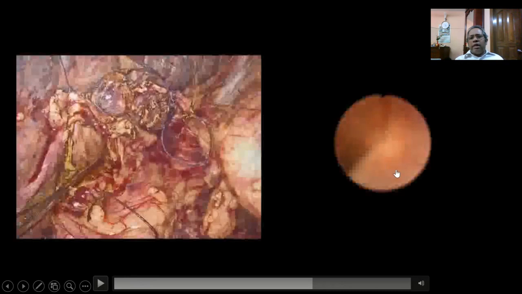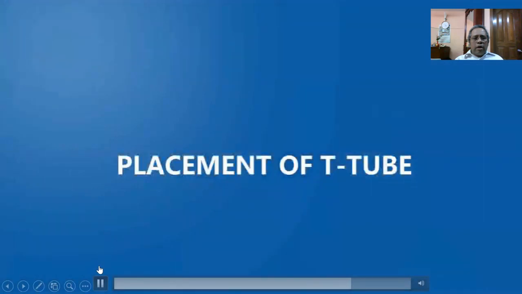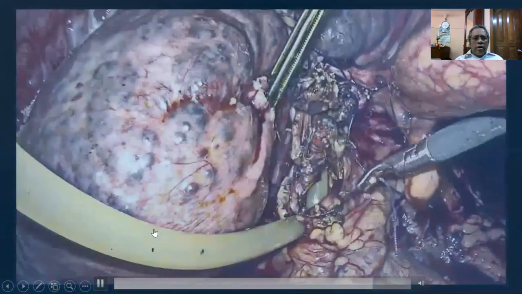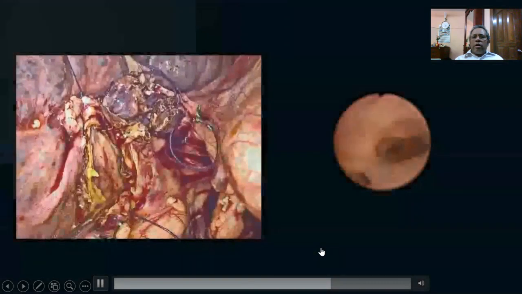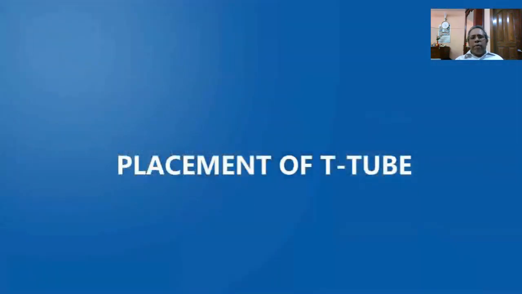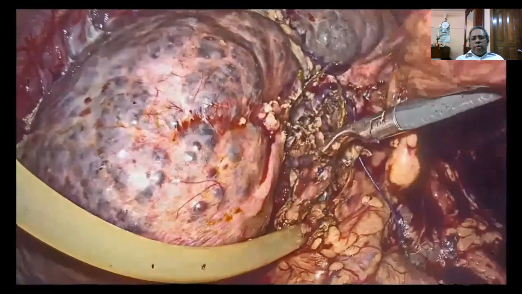Look carefully, that rounded one is the choledochoscopic view of inside the common bile duct, and this is the laparoscopic view. Simultaneously, both cameras are on. So both intra and extra body can be easily seen. Confirm it. Then placement of the T-tube. So this is the placement of the T-tube, and choledochotomy is required. This is laparoscopic choledocholithotomy.